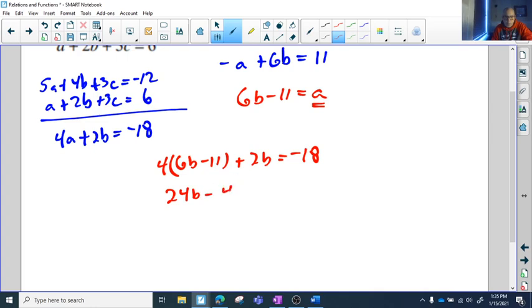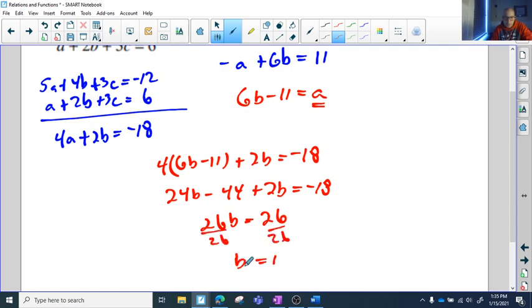24b, take away 44, plus 2b is -18. 26b. I'm going to bring this to the other side. So when I add 44 to negative 18, I'm going to get 26. Divide by 26, divide by 26. And there we have it. One of the variables. We've got the b.